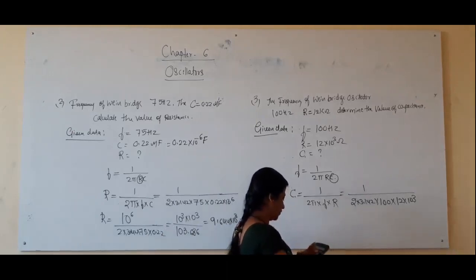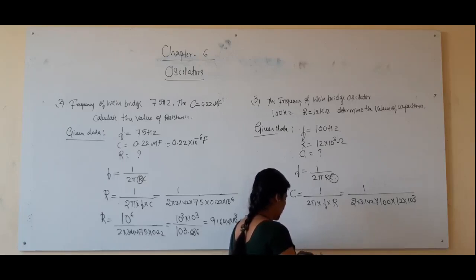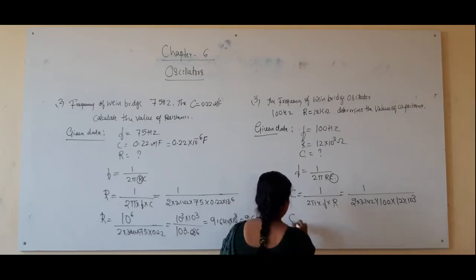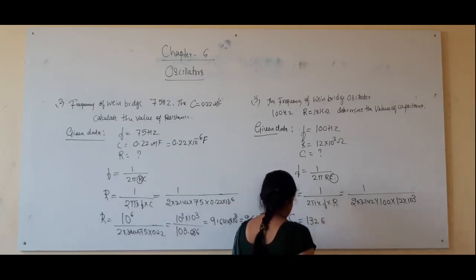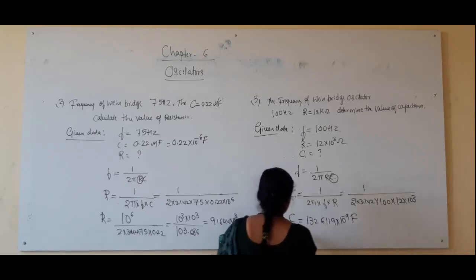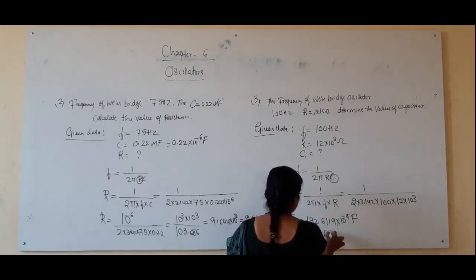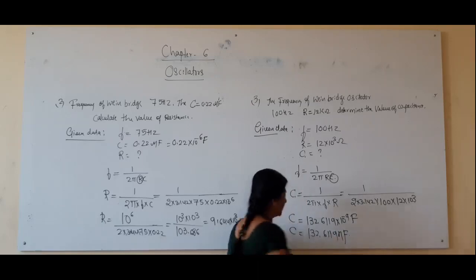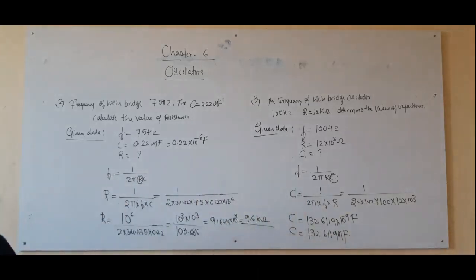Into 3.142 into 100 into 12 kilo is this much. So we get 1.326 or 132.6. Capacitance value is 132.6119 into 10 raised to minus 9 farad, or capacitance is equal to 132.6119 nanofarad. Capacitance is going to be employed in the circuit.